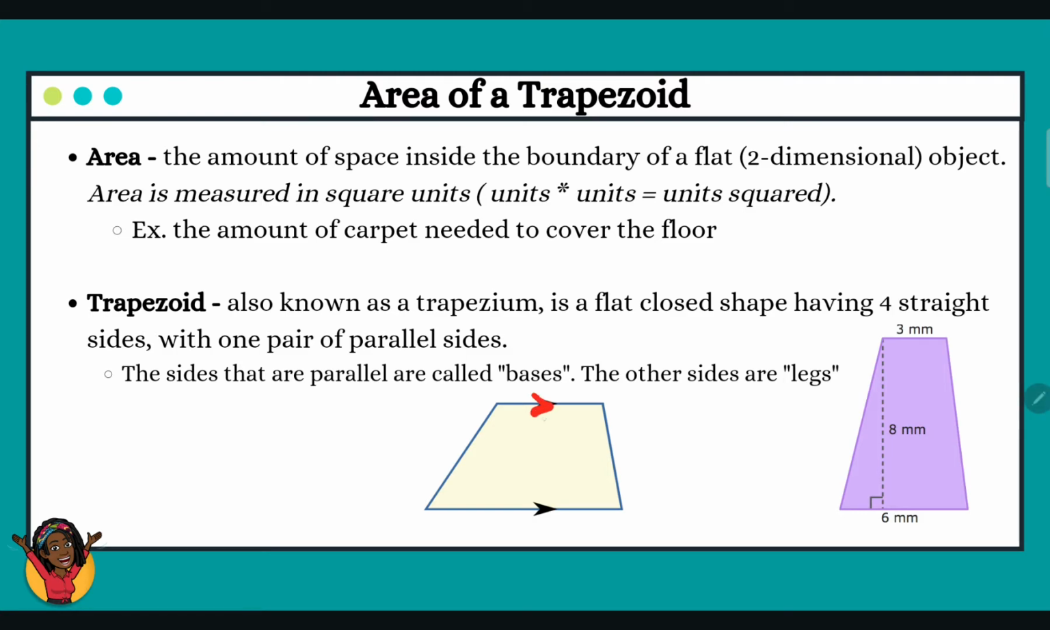So here we have these two sides that would be parallel to each other. And in this image, we would have this side parallel to that. And then the other portions over here and over here would be called our legs.